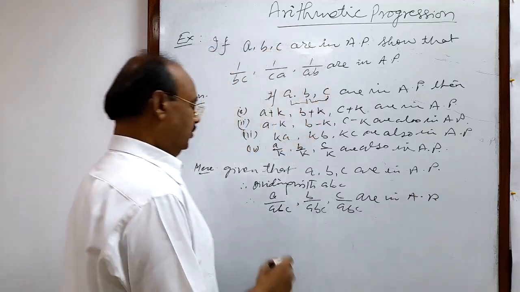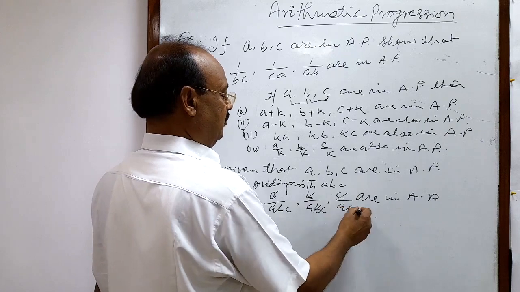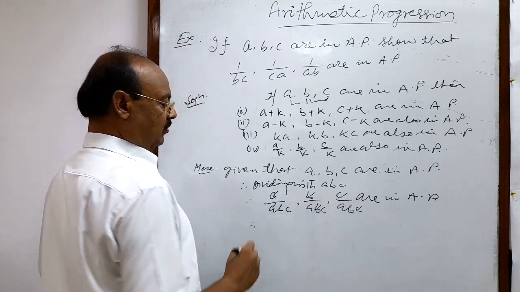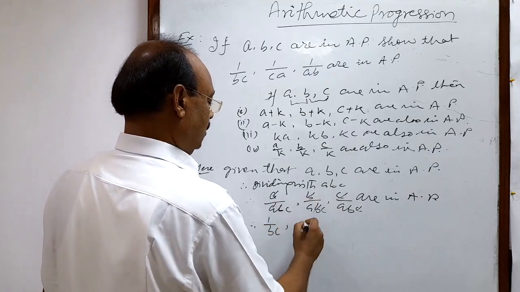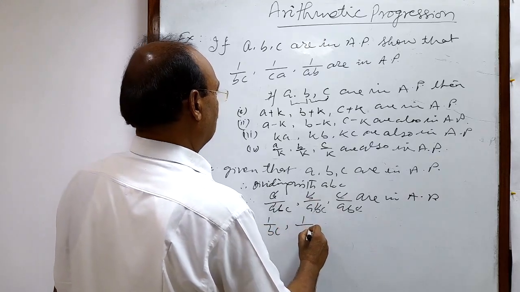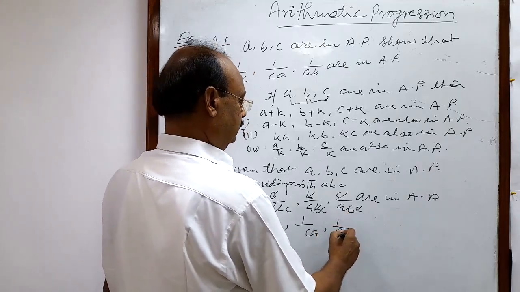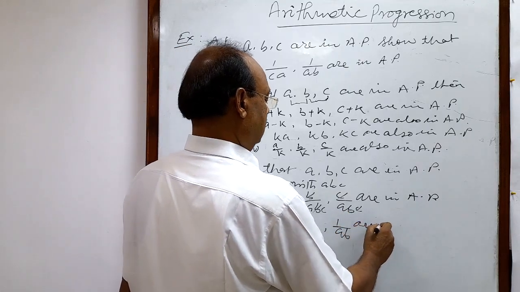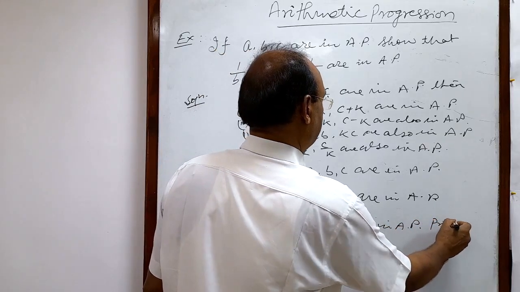Now you see here A will be cancelled out, here B will be cancelled out, here C will be cancelled out, and therefore 1 upon BC, 1 upon CA and 1 upon AB are in AP. So hence proved here.